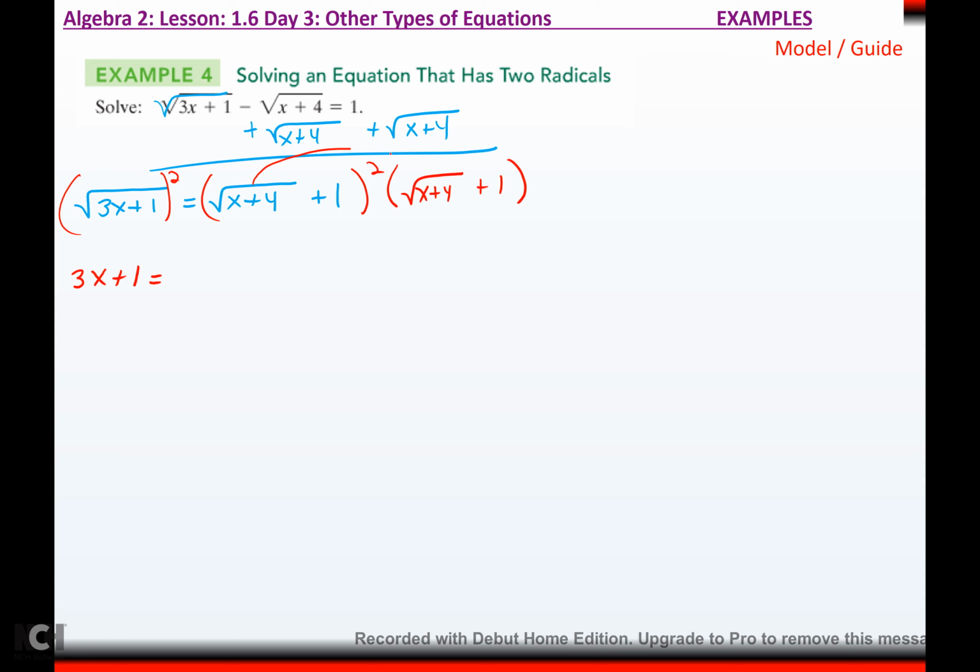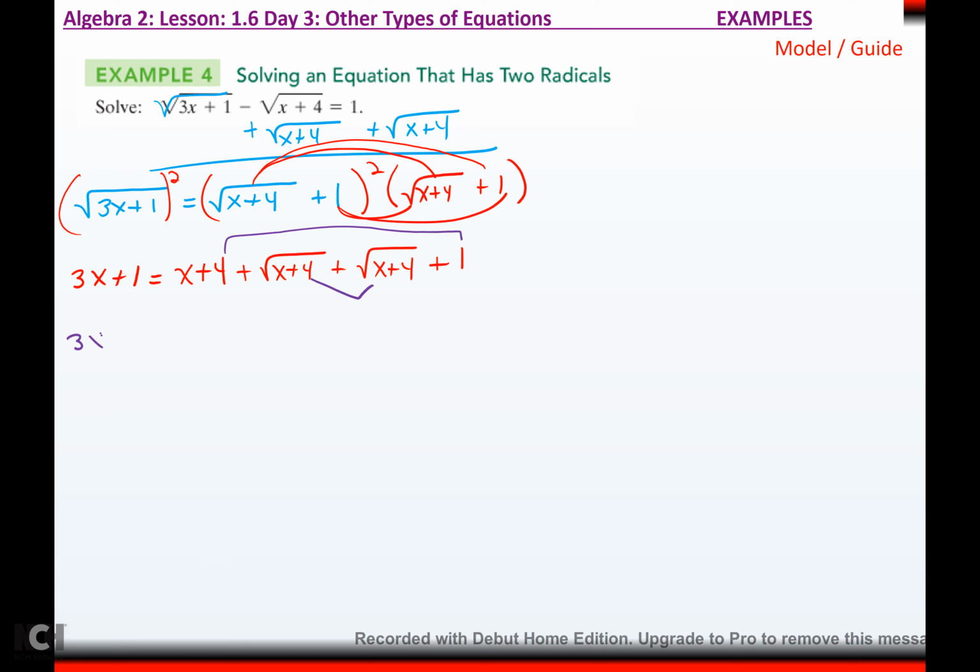Now, when you do this, the square root of x plus 4 times the square root of x plus 4 is x plus 4. Because it'd be the square root of x plus 4 squared, but then the square would kill the square root, and you just get the x plus 4. This square root of x plus 4 times 1 is the positive square root of x plus 4. This is a positive 1 times the square root of x plus 4, and this is positive 1. Combine like terms, which those guys are like terms, and so are these guys.